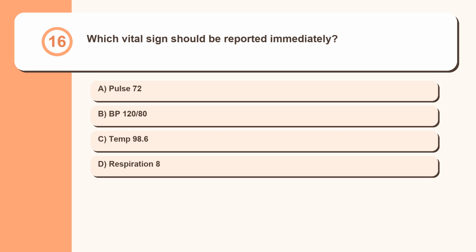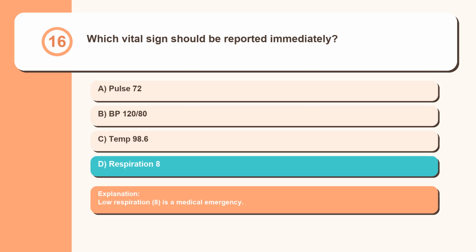Question 16. Which vital sign should be reported immediately? Pulse 72, BP 120/80, temp 98.6, respiration 8. Low respiration 8 is a medical emergency.